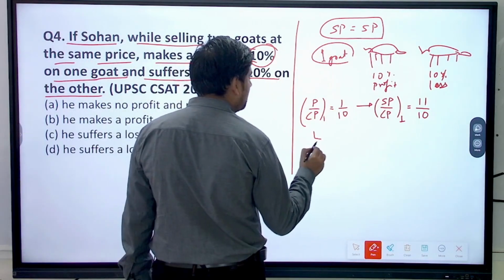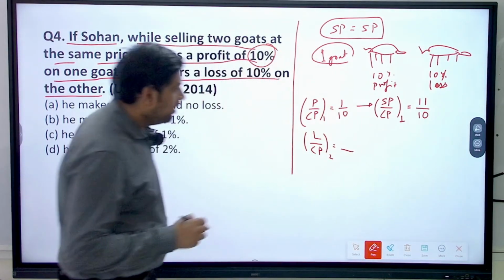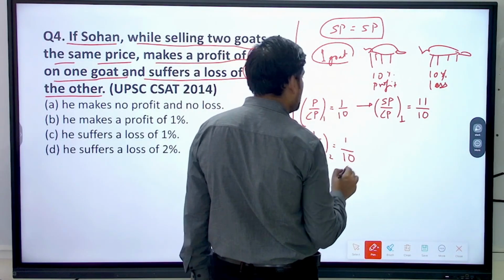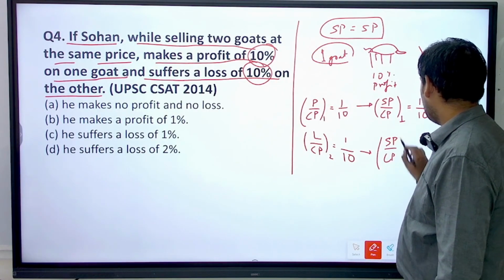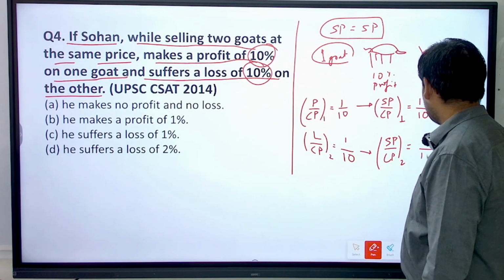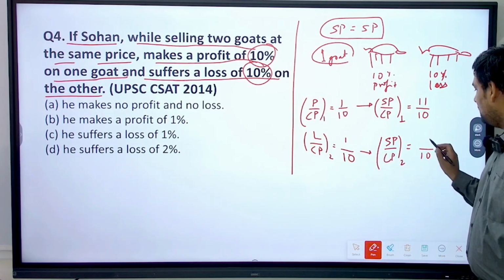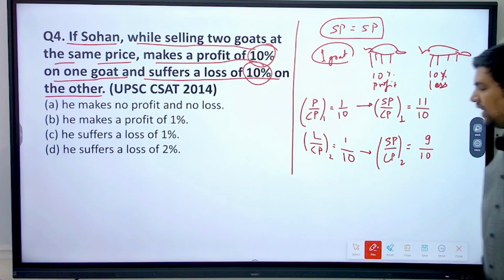Then for the second one, I have loss. So L by CP2. What is the loss percent? Loss percent is also 10, so this also becomes 1 by 10. Now here SP by CP2 will be, this is 10 here, and the selling price will be 1 less because there is loss. So this becomes 9. Correct? So SP by CP2 becomes 9 by 10. Understood? Simple.